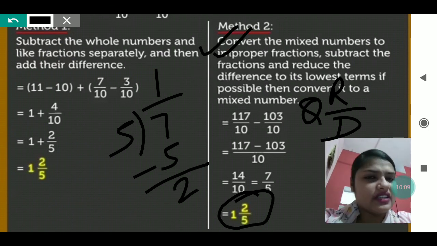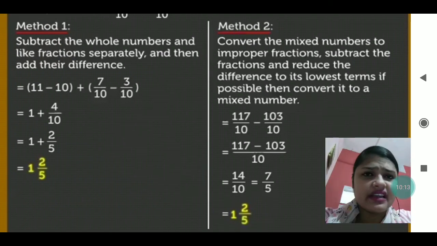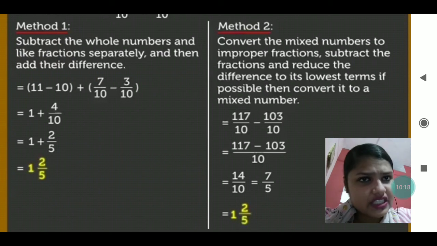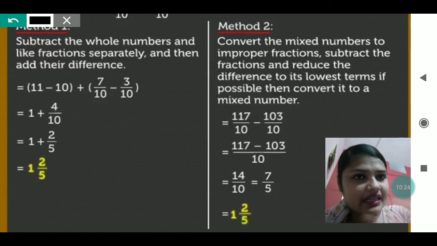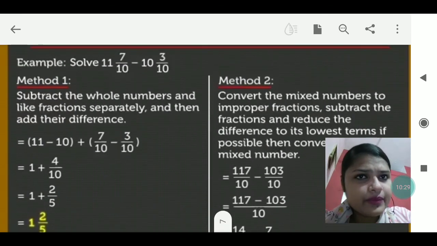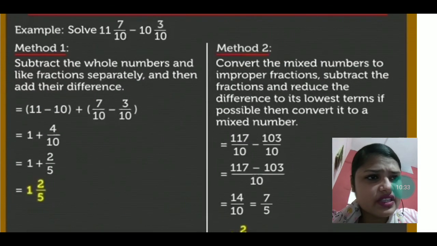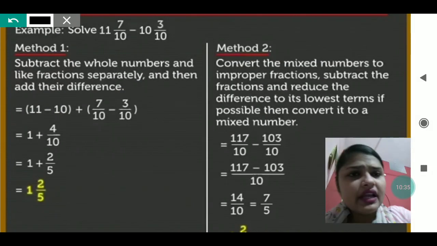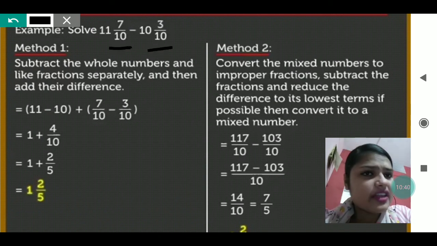There are two methods given. The first method also see. Second method I think is clear. The first method: subtract the whole numbers and the fractions separately, and then combine their differences. Okay, there is one more formula. What that formula is, suppose the question which was given here, my dear students, you all can see the question was 11 7 by 10 minus 10 3 by 10.